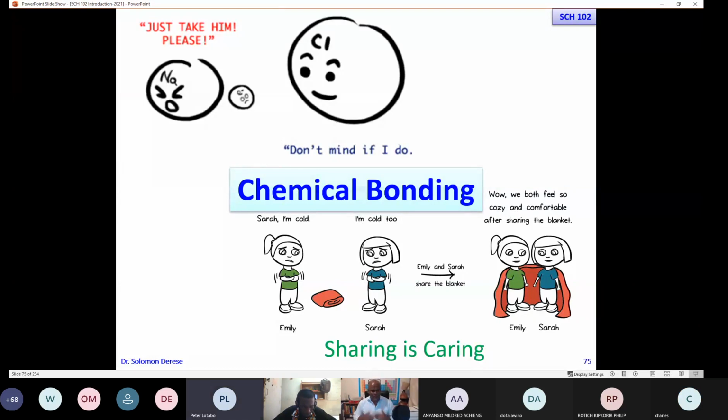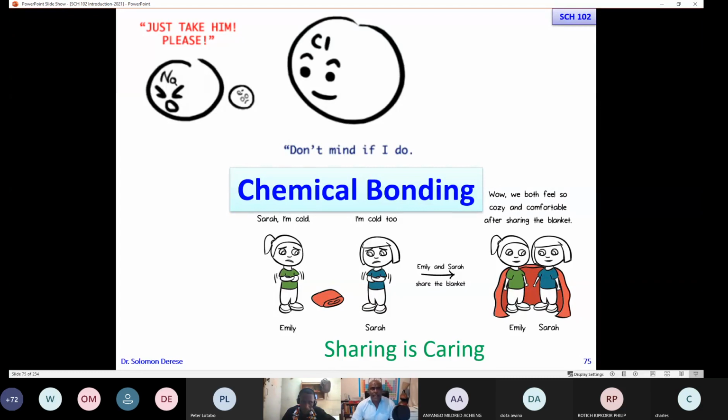So the reason why chemical bonds form between two elements is because the process is energetically favorable. Okay? For example, even identical elements like hydrogen, oxygen, and nitrogen do not exist as individual atoms. Hydrogen does not exist as a hydrogen atom. Similarly, oxygen and nitrogen do not exist as individual atoms.